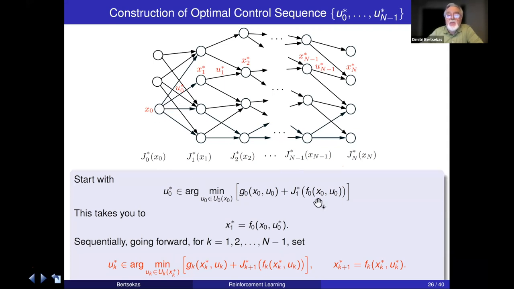So you started here, you did this calculation forward, you went one step up to x1 star. Then you do the calculation for these two controls, and going forward, you find the optimal one, and you end up at x2 star, and so on. And step by step, you end up constructing the entire optimal control sequence and the corresponding optimal state sequence. So there's backwards calculation, which can be hard, and forwards calculation that can be hard also. And that's where reinforcement learning will come in, making these calculations easier. On the other hand, I'd like to spend some time with a couple of examples.